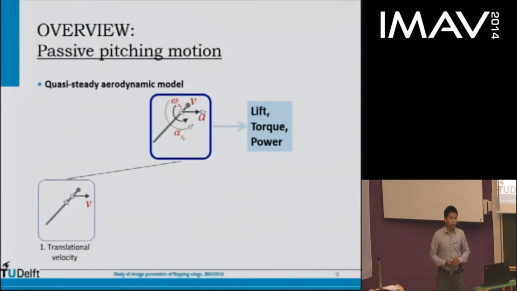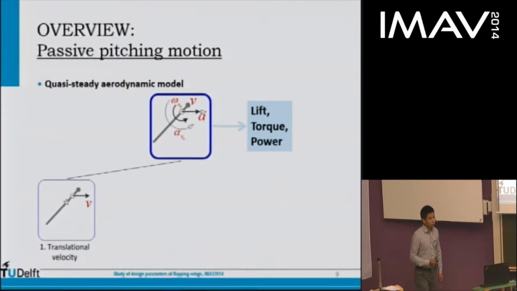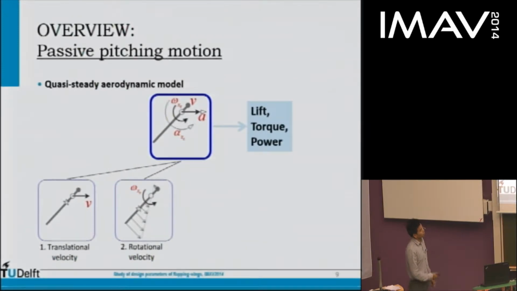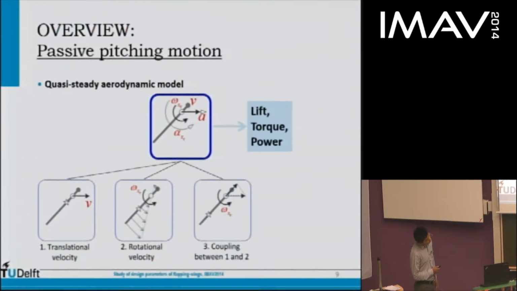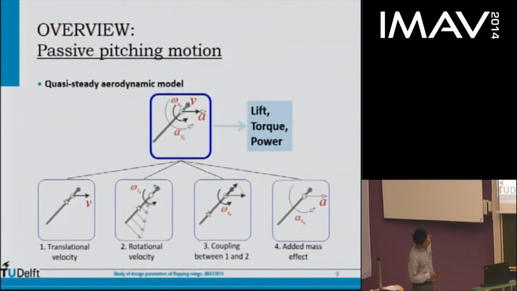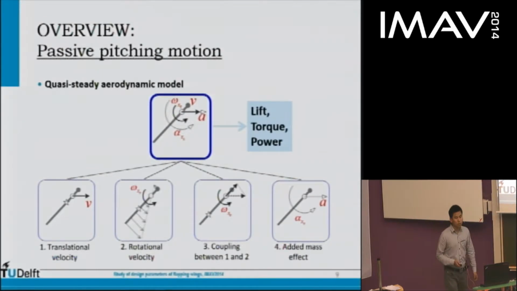This model is decomposed into 4 components. The first is the force and torque due to the translational velocity, and the second term is due to the rotational velocity. The third term is the coupling between the first 2 terms, and the fourth term is the added mass effect, which is due to the acceleration of the wing.